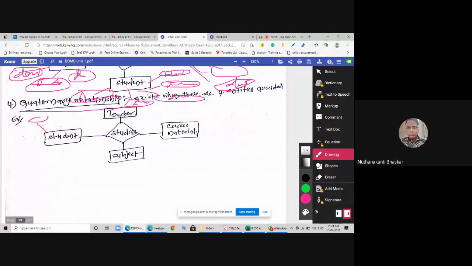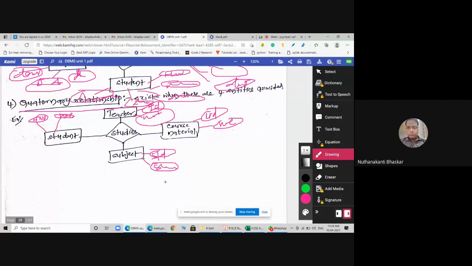Now here, the student has a hall ticket number, as you know very well, and the name of the student. Then the teacher has a teacher ID and the name of the teacher. The course has a course ID, CID, and the name of the course, C name. The subject has a subject ID, SID, and S name, like that.